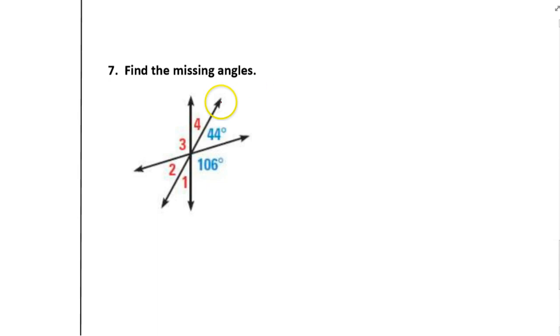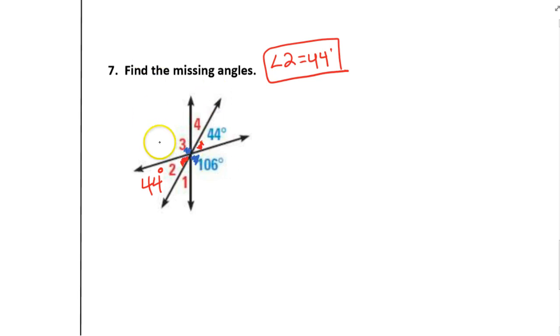Let's start with vertical angles first. If this is 44 degrees right here, then the angle vertical to it is angle 2. So angle 2 must be 44 degrees. Let's write that down. There's another vertical angle in this picture though. The other vertical angle is going to be the 106 degrees. So if this is 106 degrees, angle 3 is vertical, so angle 3 is 106 degrees also. So let's write that down.